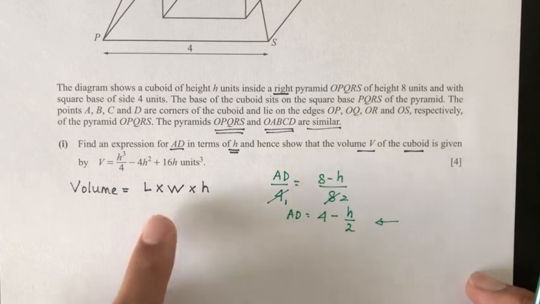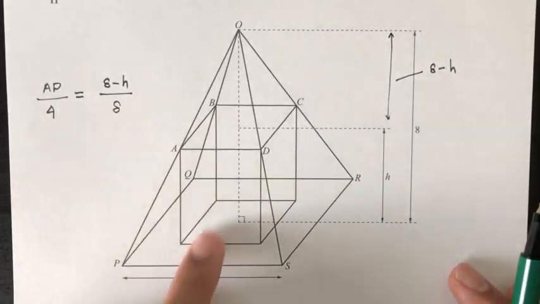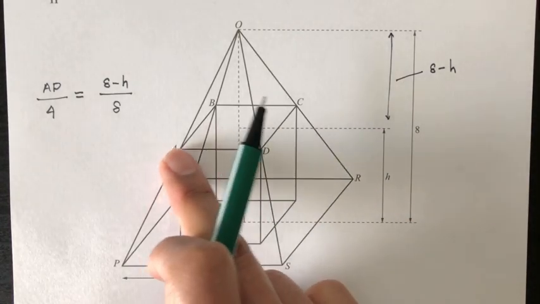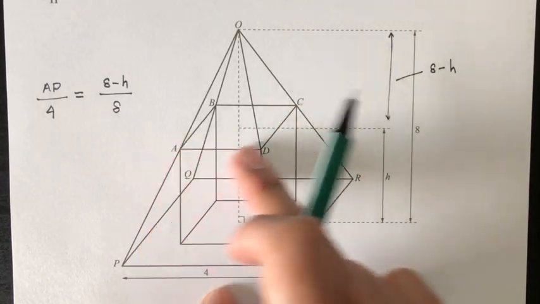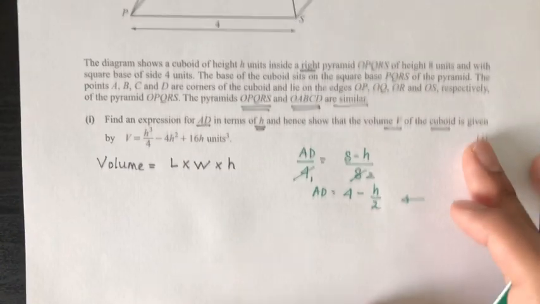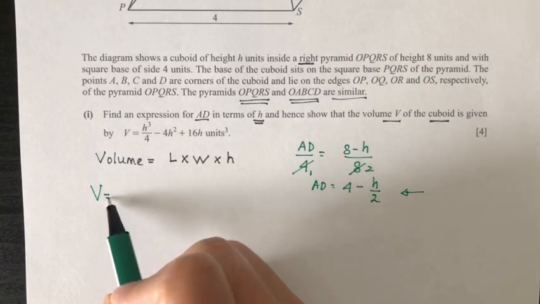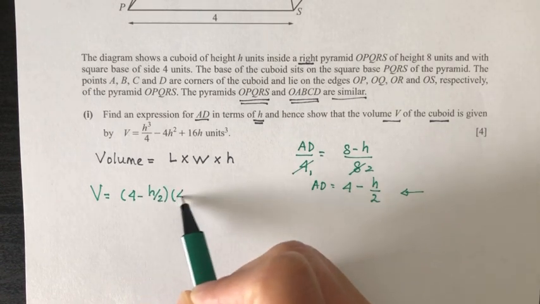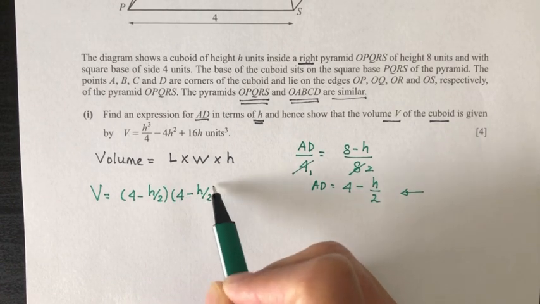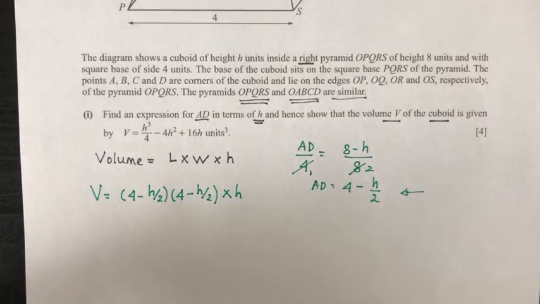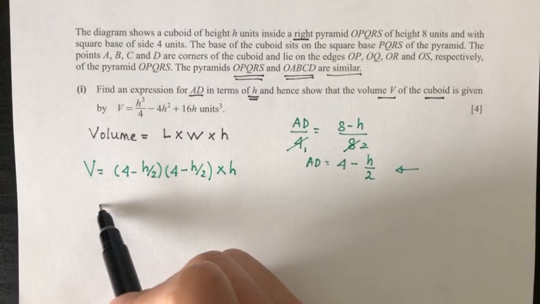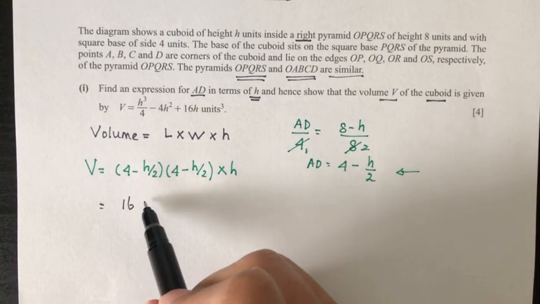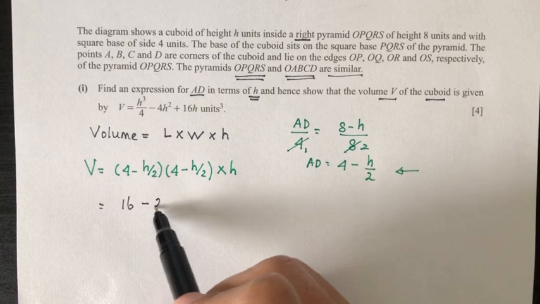Now, to find the volume of the cuboid, as you can see, the cuboid has a square base and a height of h. This is AD, and this is also the same. This times the height will give you the volume. So the volume: the length is AD, so 4 minus h over 2. The width is also AD because it is a square, right? And times the height h. Now let's simplify, so that will give you 16, and then that will be minus 2h, right?